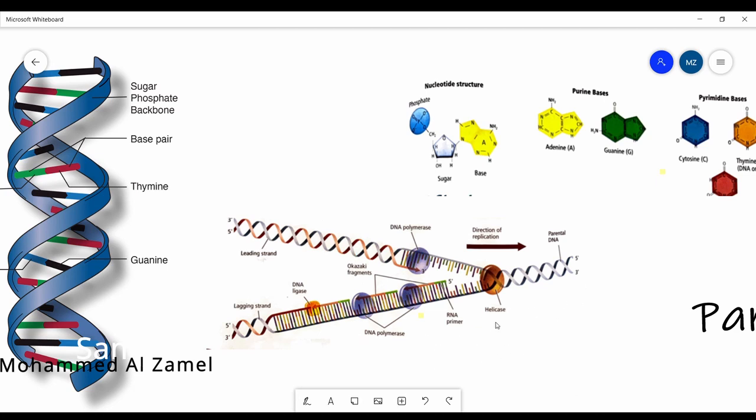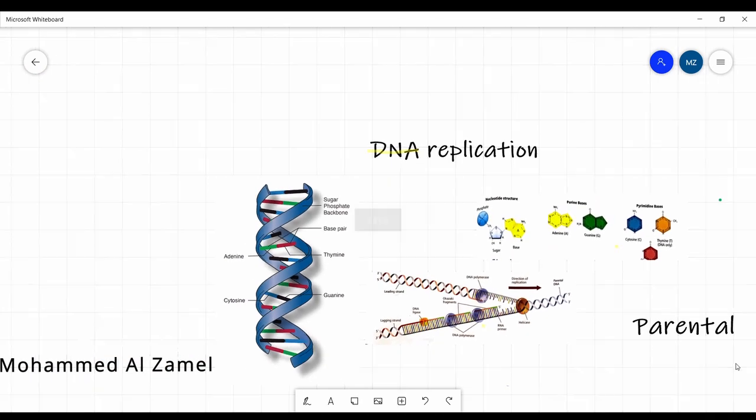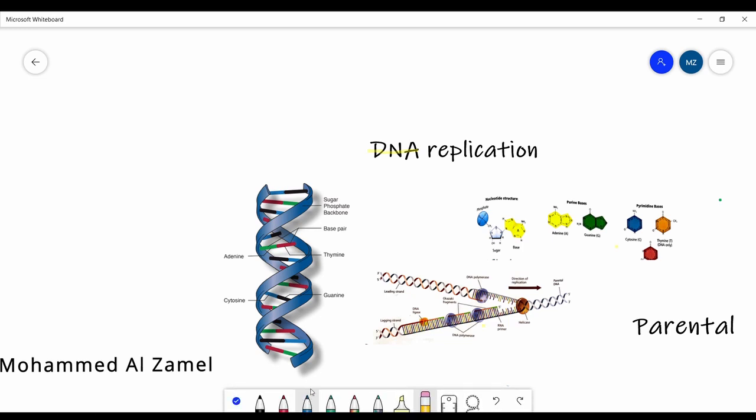Now, after explaining this photo, we can draw the parental strand and the complementary strand to explain it in depth. The parental strand usually looks like this. The other parental strand would look like this. Then we would have the bases. For example, here we have A, T, and G.